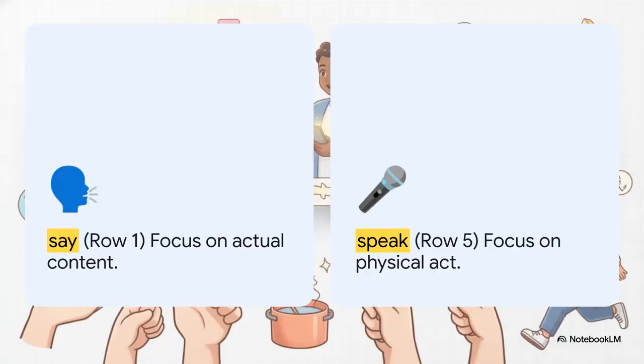And this brilliantly illustrates a totally different scale and type of communication. Think about it. You say a word or you say a sentence, the focus is entirely on the actual content coming out of your mouth. But you speak a language or you speak to a large crowd, the focus shifts to the physical act or the overarching ability. It's a fantastic distinction to have in a starter kit.